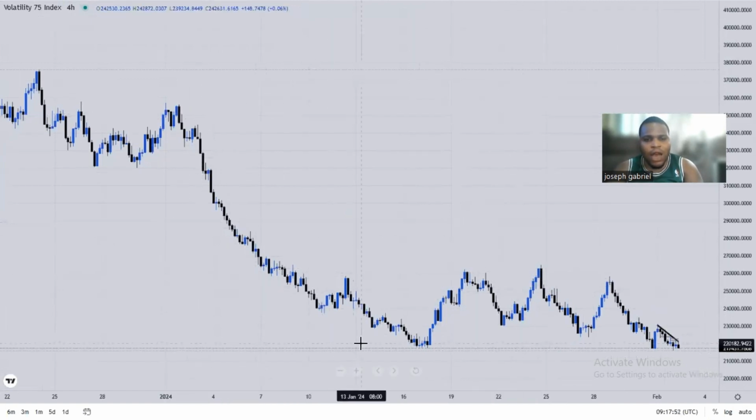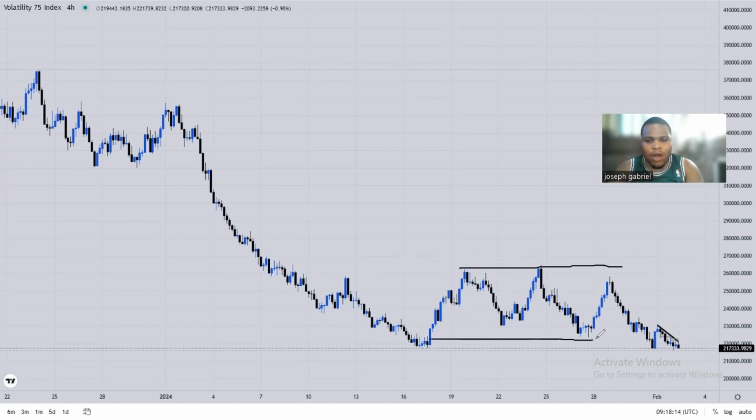So you can see, after this market pushed down, it moved up, and now we started seeing something like a consolidation around this point here. So guys, you can take notice that we saw consolidation around this point.